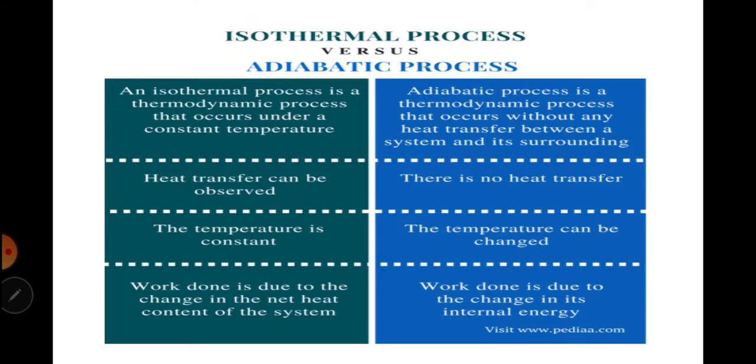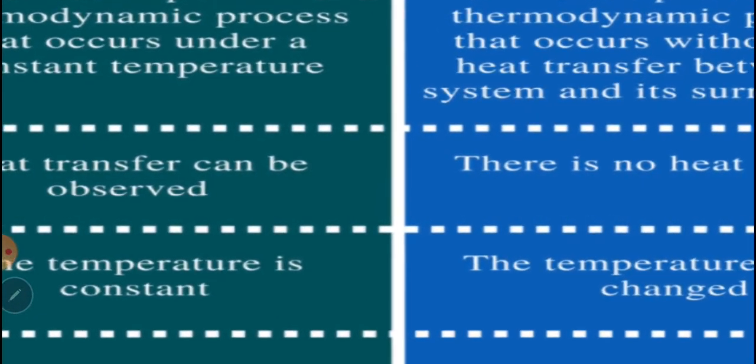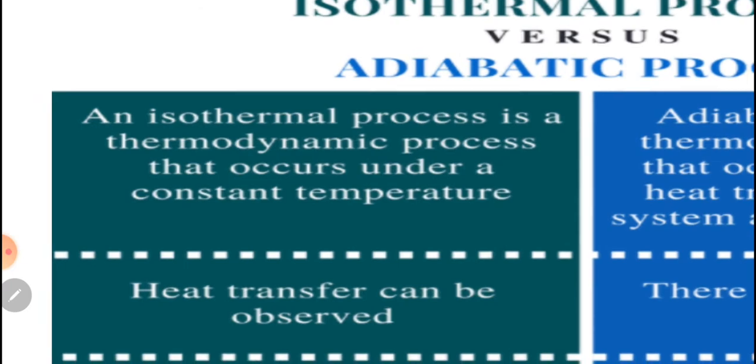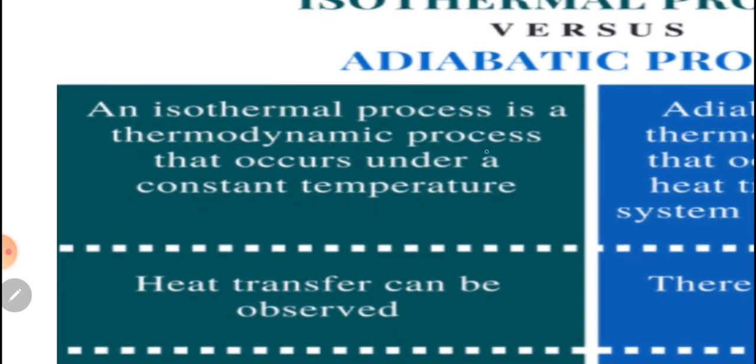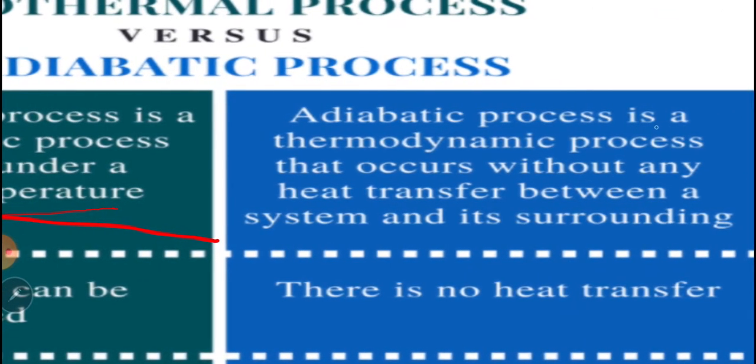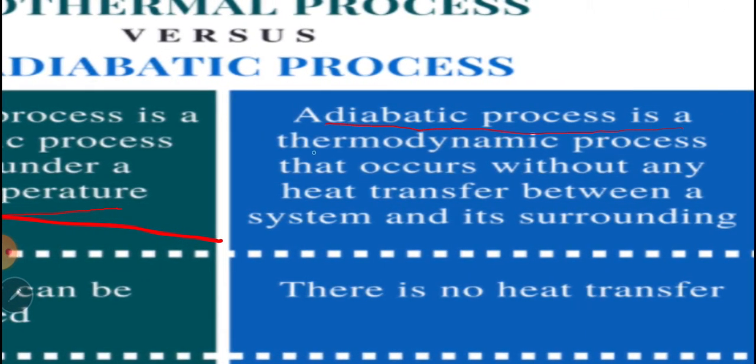Now, isothermal process versus adiabatic process. First, an isothermal process is a thermodynamic process that occurs under a constant temperature. On the other hand, an adiabatic process is a thermodynamic process that occurs without any heat transfer between a system and its surroundings. So no heat enters or leaves the system, and here the temperature is constant.